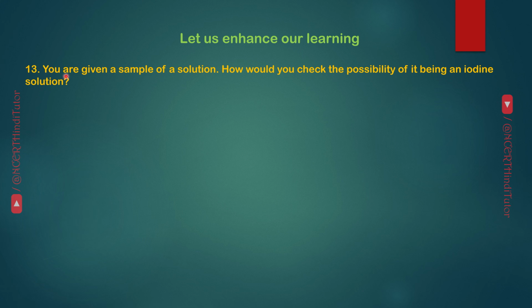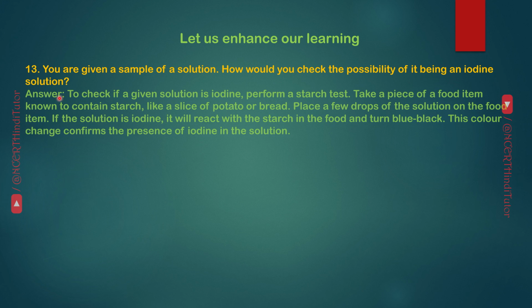Question 13. You are given a sample of a solution. How would you check the possibility of it being an iodine solution? Answer: to check if a given solution is iodine, perform a starch test. Take a piece of a food item known to contain starch, like a slice of potato or bread. Place a few drops of the solution on the food item. If the solution is iodine, it will react with the starch in the food and turn blue-black. This color change confirms the presence of iodine in the solution.